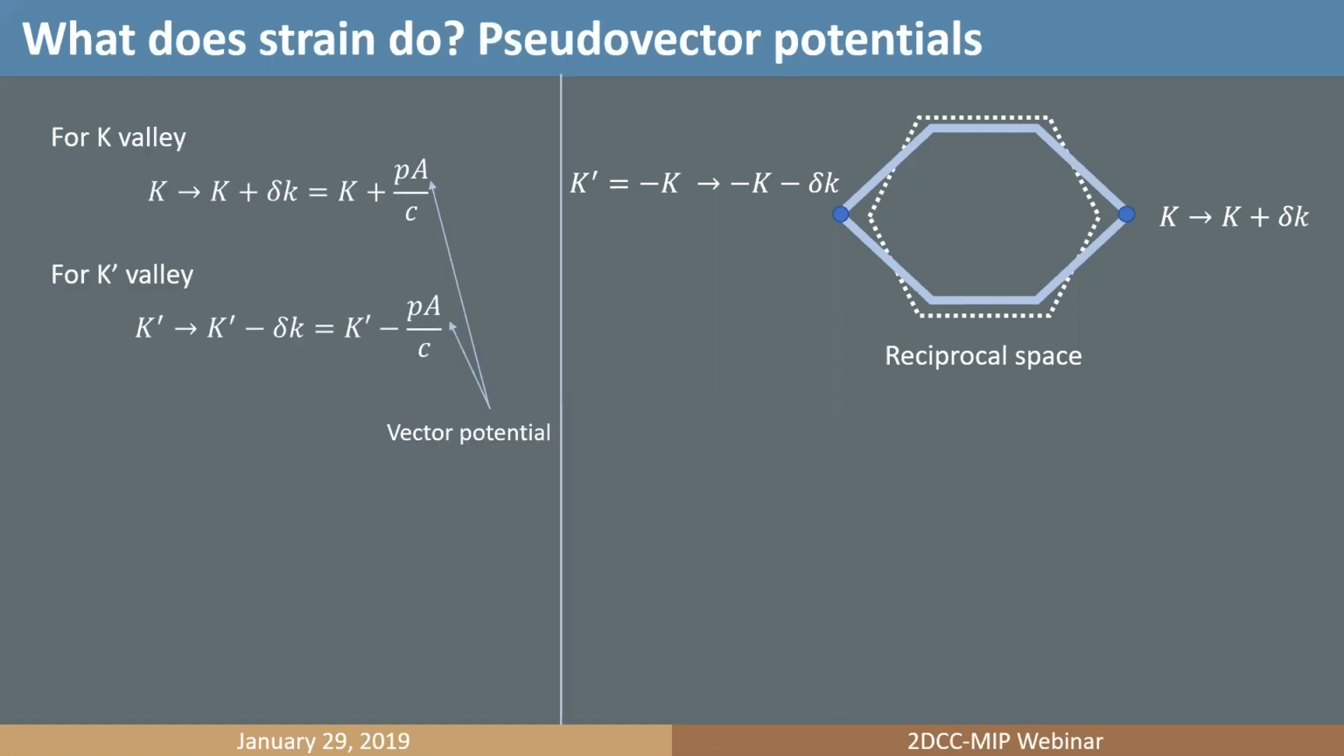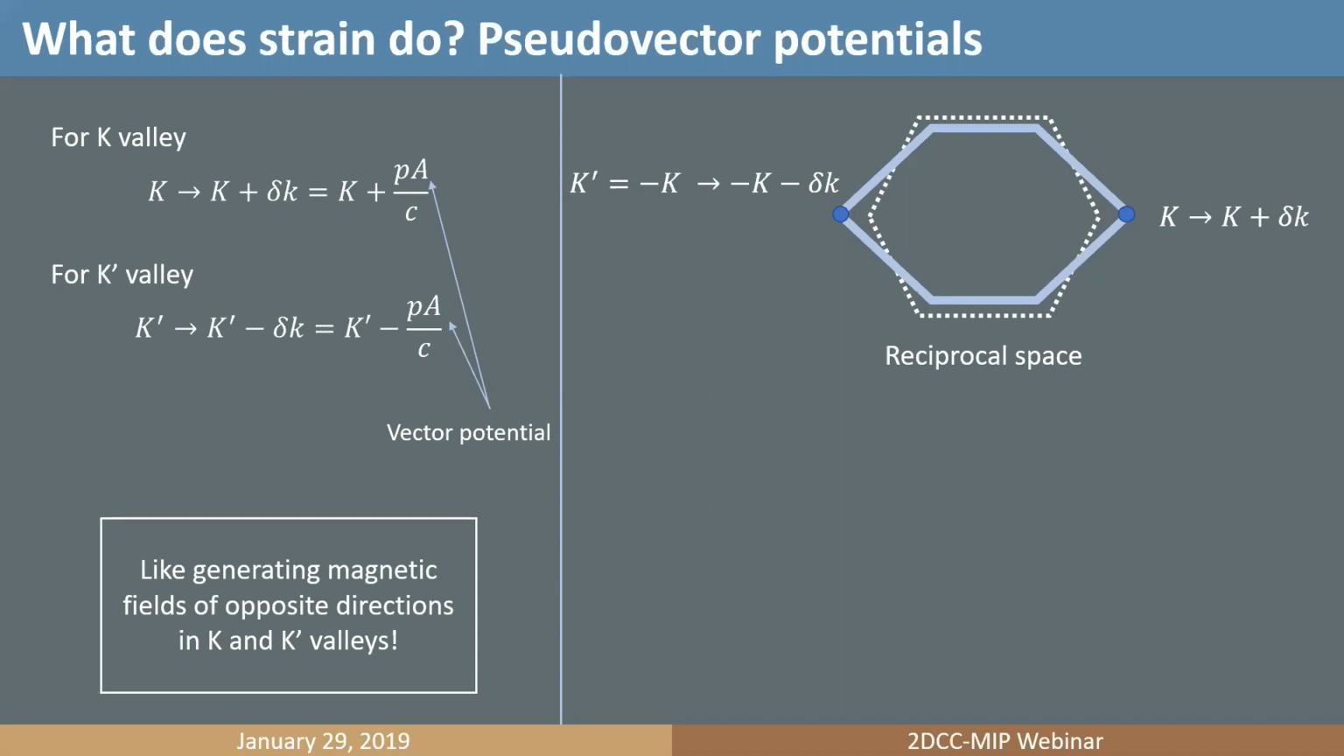Now, if you remember our quantum mechanics course, we can write it in a very suggestive way. This delta K, we can write it as some pA over c, and then this minus delta K becomes negative of that. And this can be thought of as the emergence of a vector potential. So this is like generating a pseudomagnetic field, which has opposite signs. So unlike real magnetic fields, which affect all electrons equally, in this case, this magnetic field would affect K and K prime electrons differently.